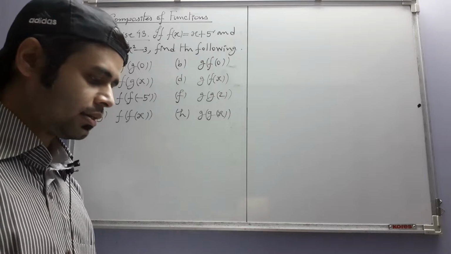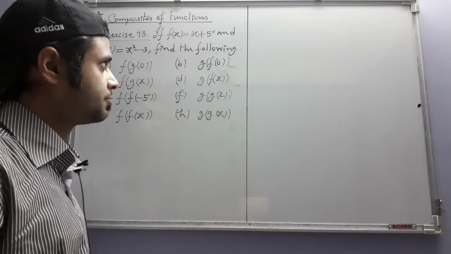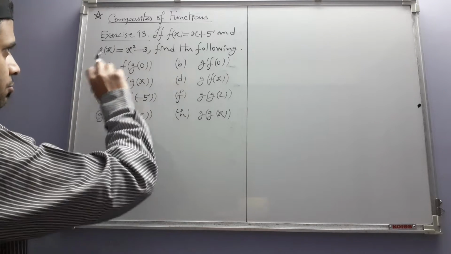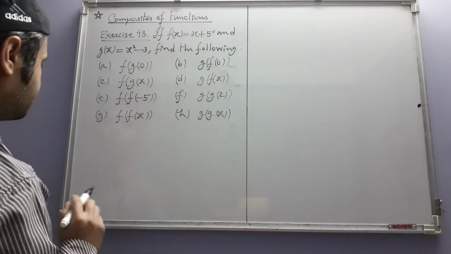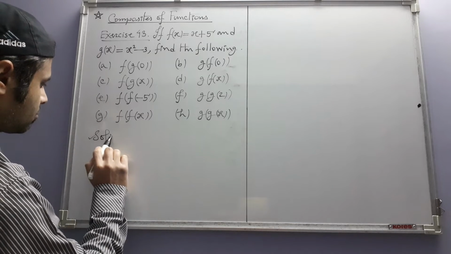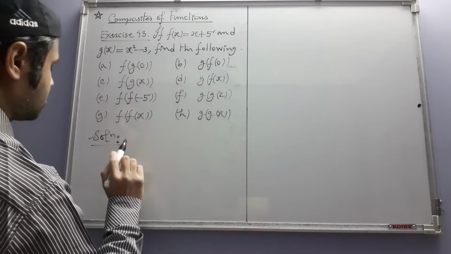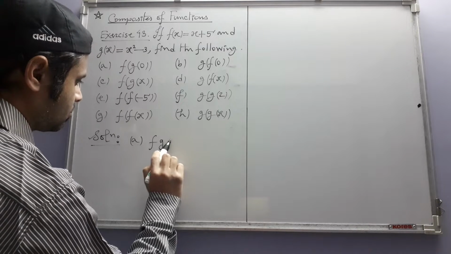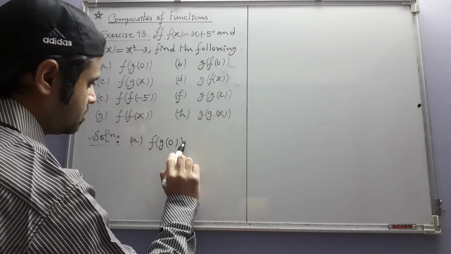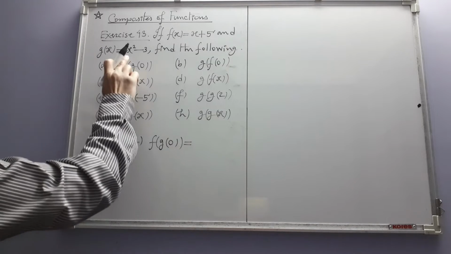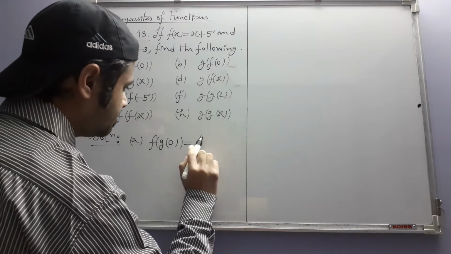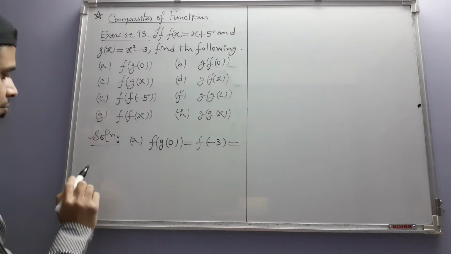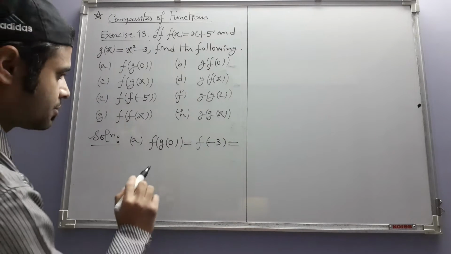Next, exercises related to composition of functions. So here two functions are given to us, f and g. For them we need to find these things. F of g of 0. First of all, g of 0 is minus 3. And f of minus 3 is minus 3 plus 5, so that is 2.